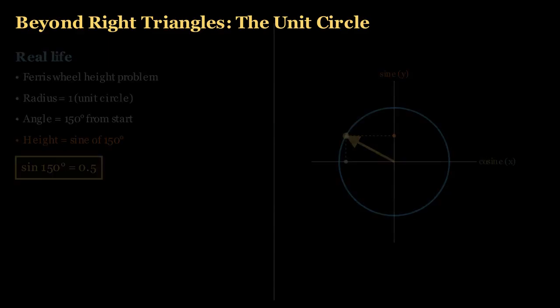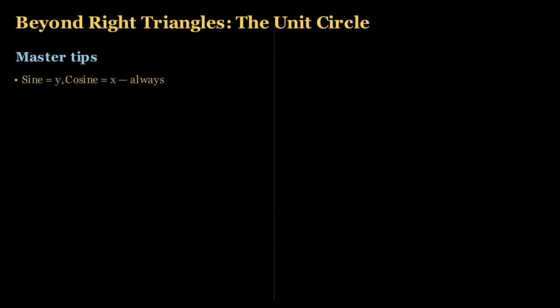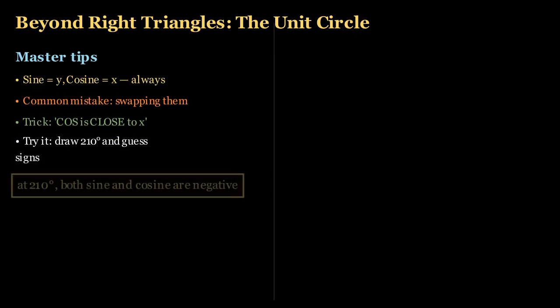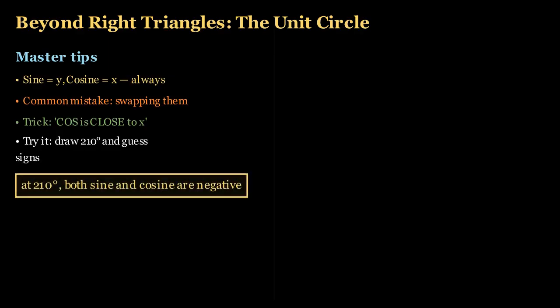The most common slip is swapping sine and cosine. Remember, cos is close to x, cosine is the x-coordinate, the one you reach by going across. Sine is the y, the height. For a quick trick, sketch the circle and point.